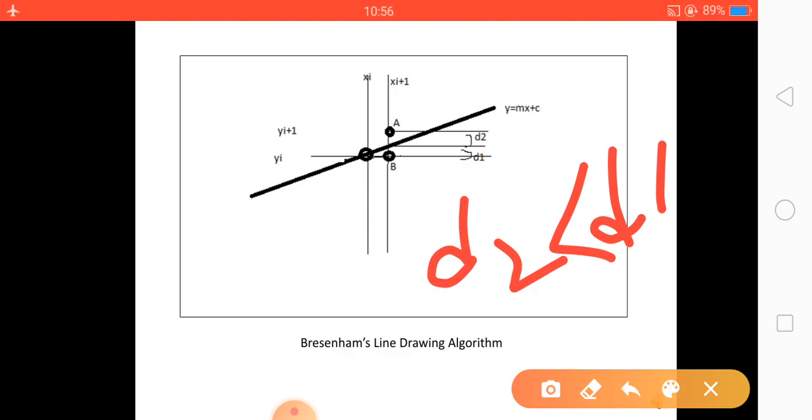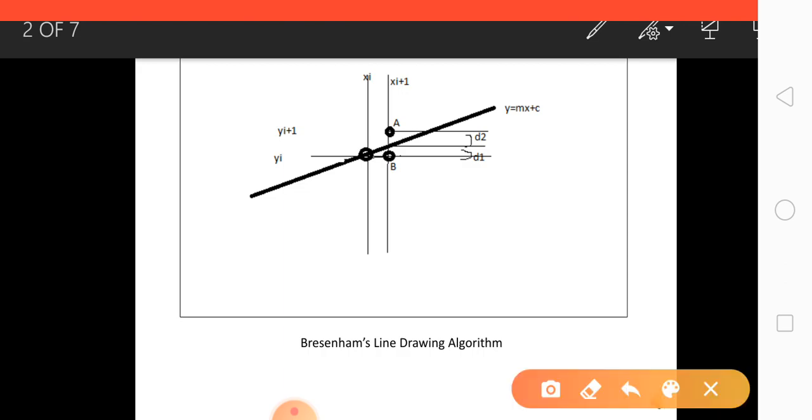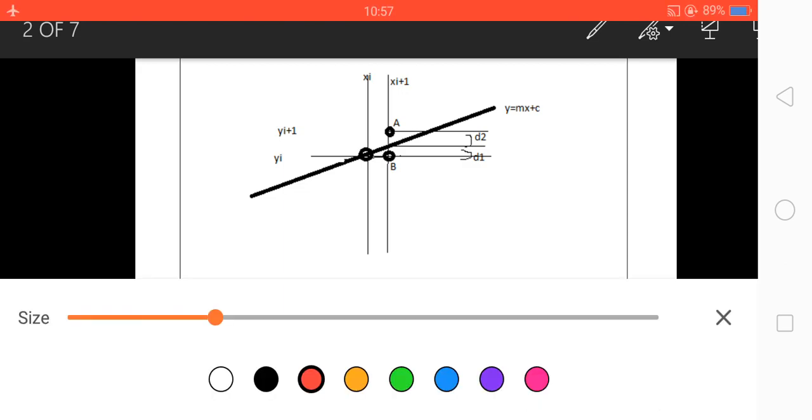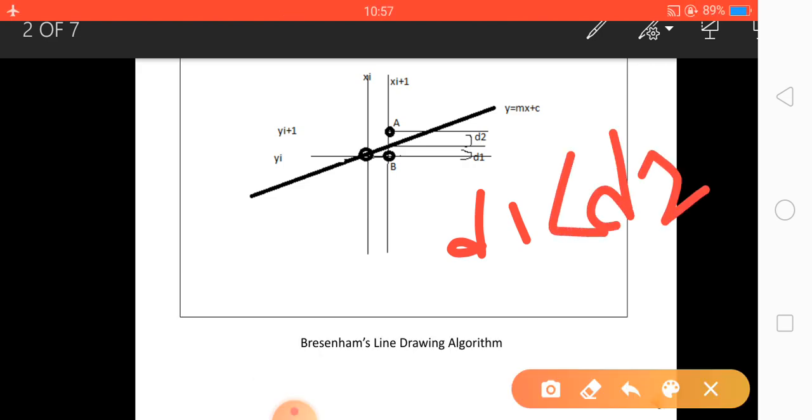Whenever pixel a is selected, then we need to increment y by 1. So, I just repeat, when d1 is less than d2, that d1 is what? Distance of lower pixel, d2 is what? Distance of upper pixel. d1 is less than d2 means which pixel is closer?